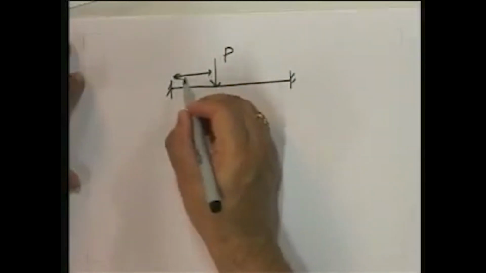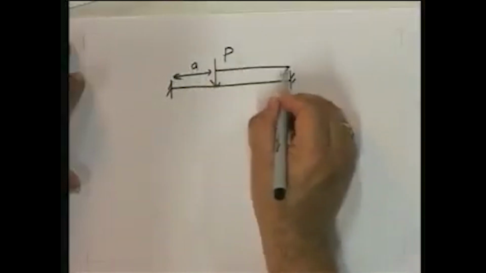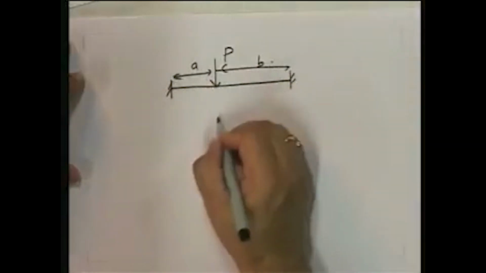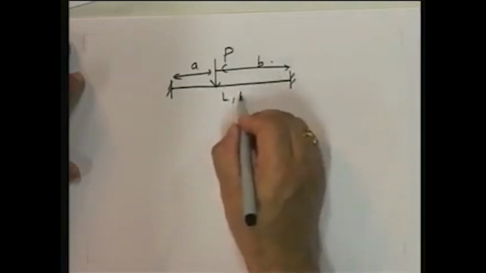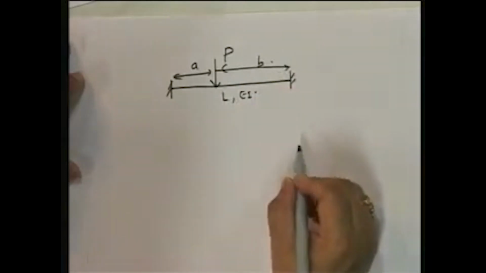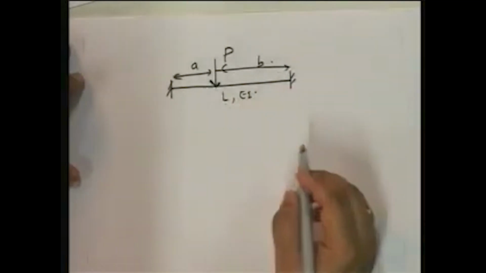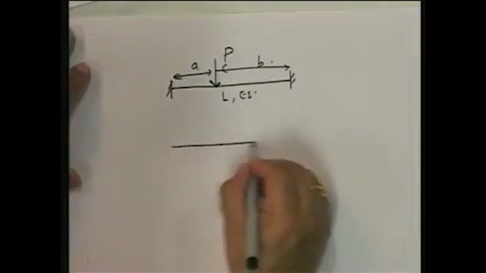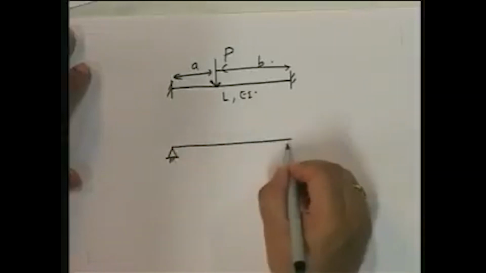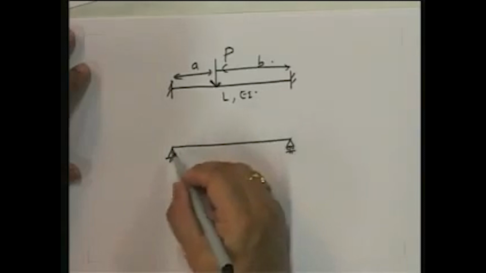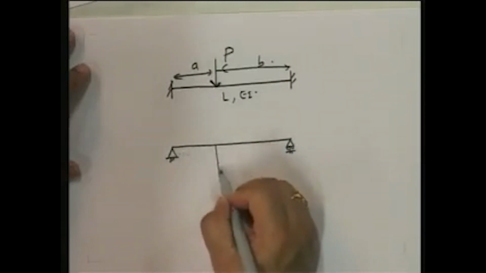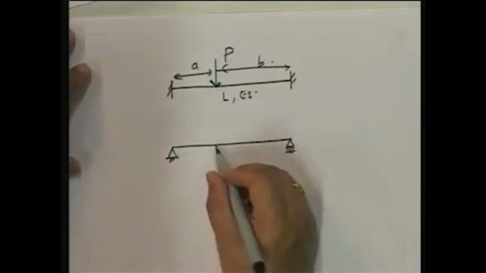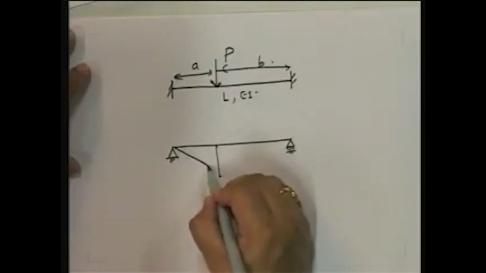P, and this one I am going to say is applied at A and B from the right end, where the total length is L and EI. Okay? So in this case, again, I am now going to just go through the steps very quickly because we've already spent a lot of time on this.